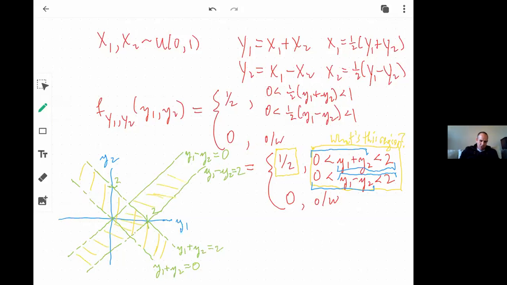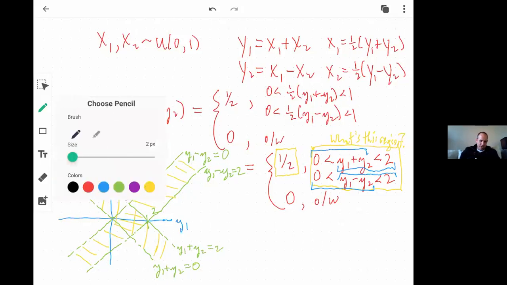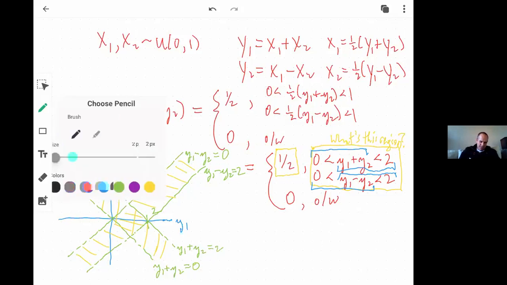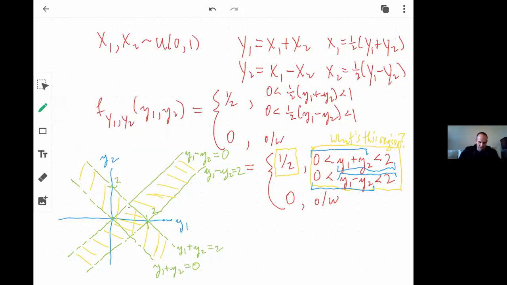But I want both of these things to be true at the same time, right? Which means I'm talking about this region. Let's see, what color do I want to use here? I'll use purple. Right here. This is the region that we're talking about in the y1, y2 plane.